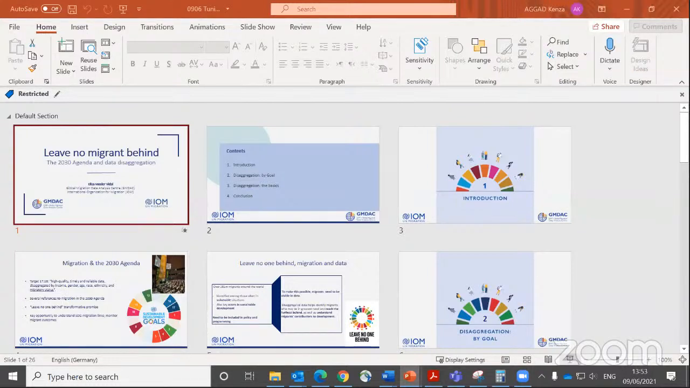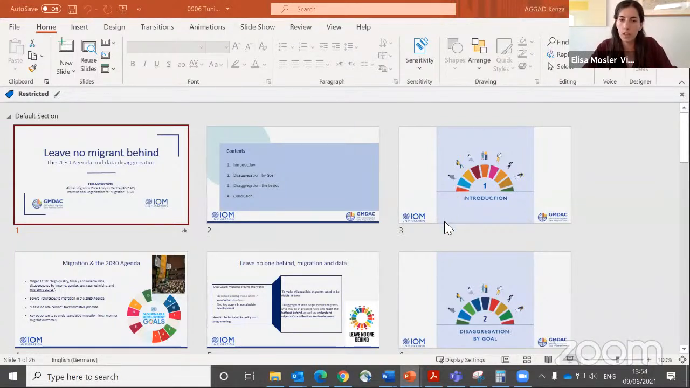Sorry for the slightly slow start, everybody. My name is Elisa Mosler-Vidal, and I work at IOM's GMDAC with Kenza and other colleagues, focusing mainly on the Sustainable Development Goals and migration data, and a little bit more on disaggregation of data, which is what we're here to speak about today. I won't take up too much time because we're a little bit behind schedule and we want to leave enough time for discussion.